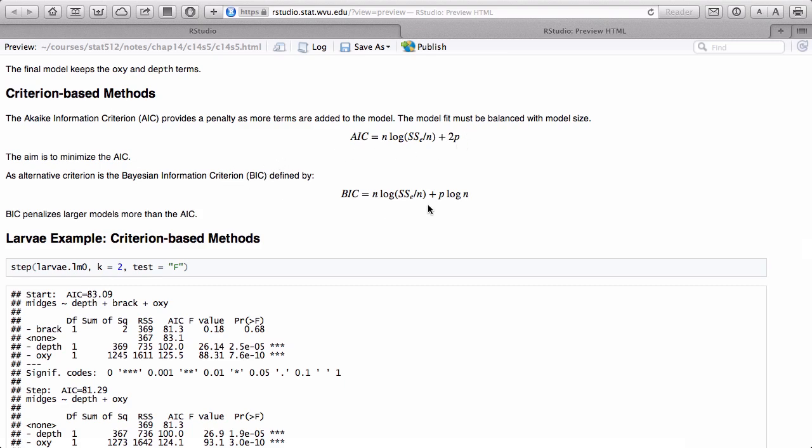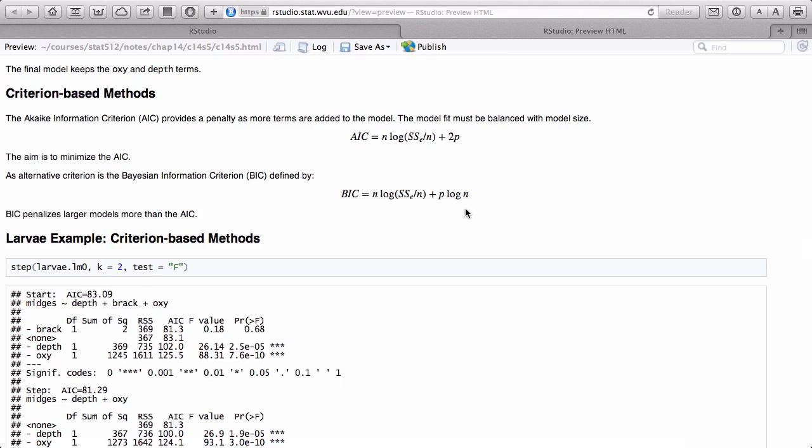The BIC is exactly the same, but instead of having a 2, it's log n. Now, R allows you to specify k. K is that penalty, which in the AIC, k equals 2. But k equals log n if you are using the BIC. The BIC is the Bayesian information criterion. Okay? So those look very similar, but the BIC penalizes large models more than the AIC. So if you wanted a more parsimonious model, you might go with the BIC.